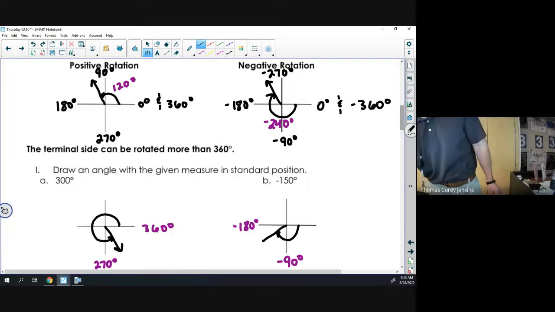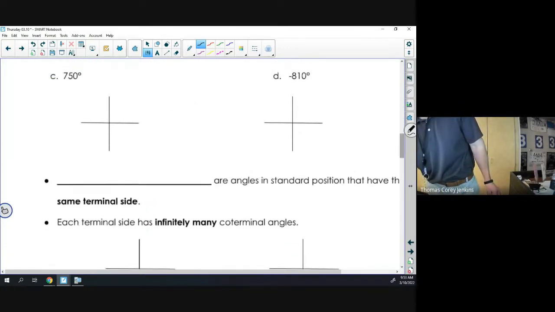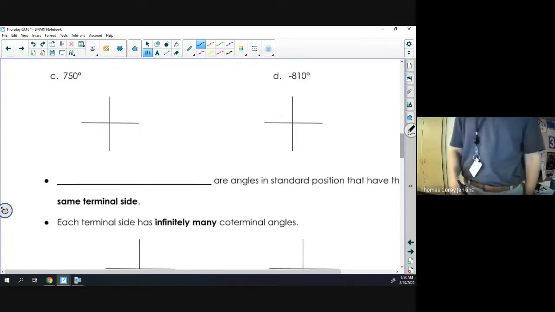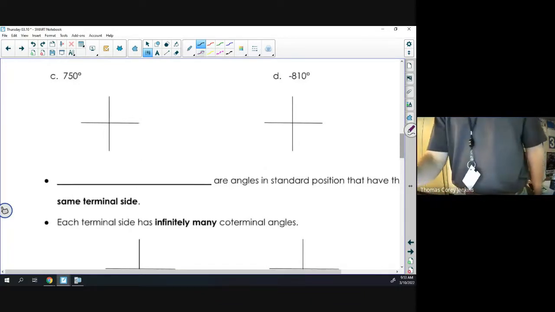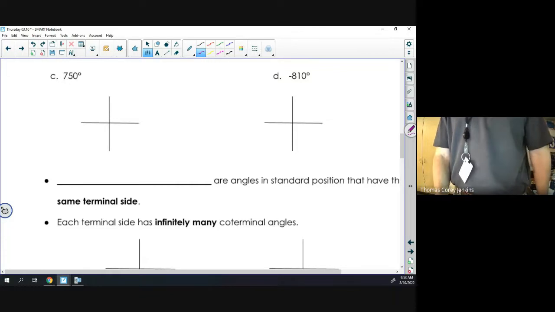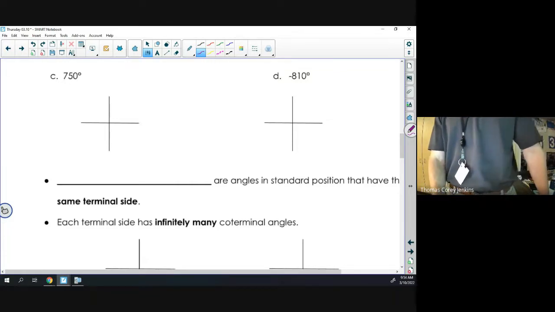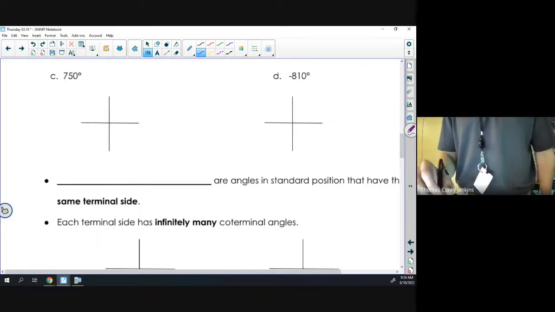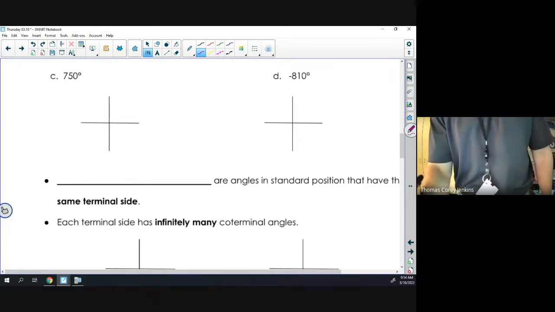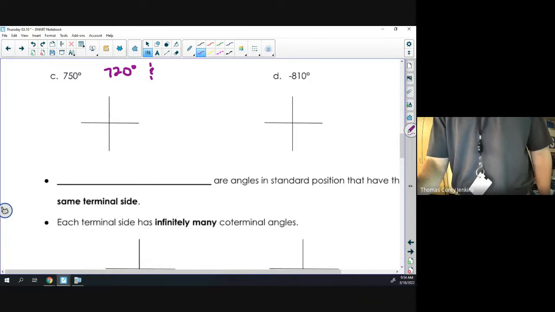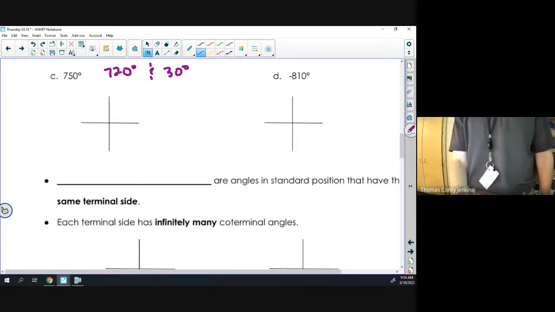Okay, so moving on to think about 750. Okay, so let's see, what's my closest multiple of 360 that goes into 750 without going over? Two of them, right? Which is 720. Okay, so we go 720 and whatever is left over. So what would we have left over? 30. Good.